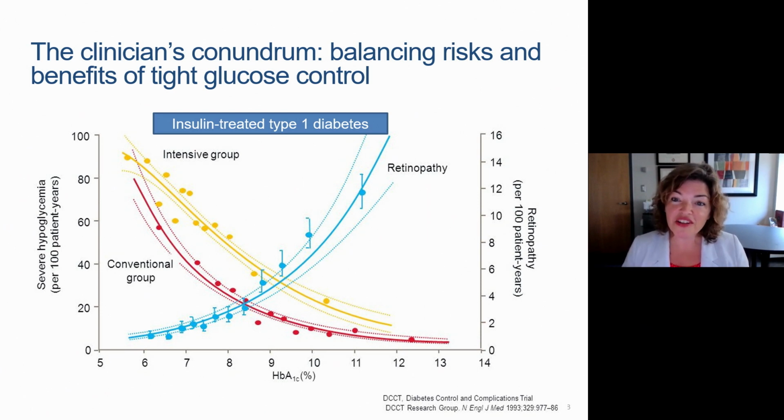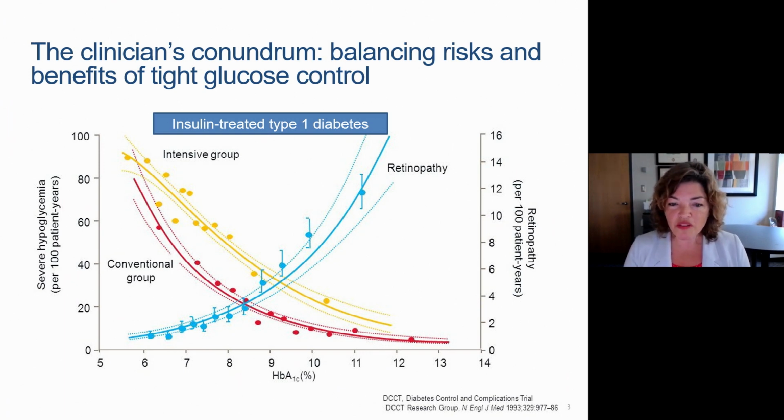Now, the clinician's conundrum is balancing risks and benefits. We know we cannot achieve an A1C below 6.5 in actually the majority of our patients. It has a lot to do with the burden of therapies, but it's also about hypoglycemia. This is from a type 1 diabetes cohort in the DCCT trial, which really changed the paradigm of glycemic control in this insulin-deficient diabetes.